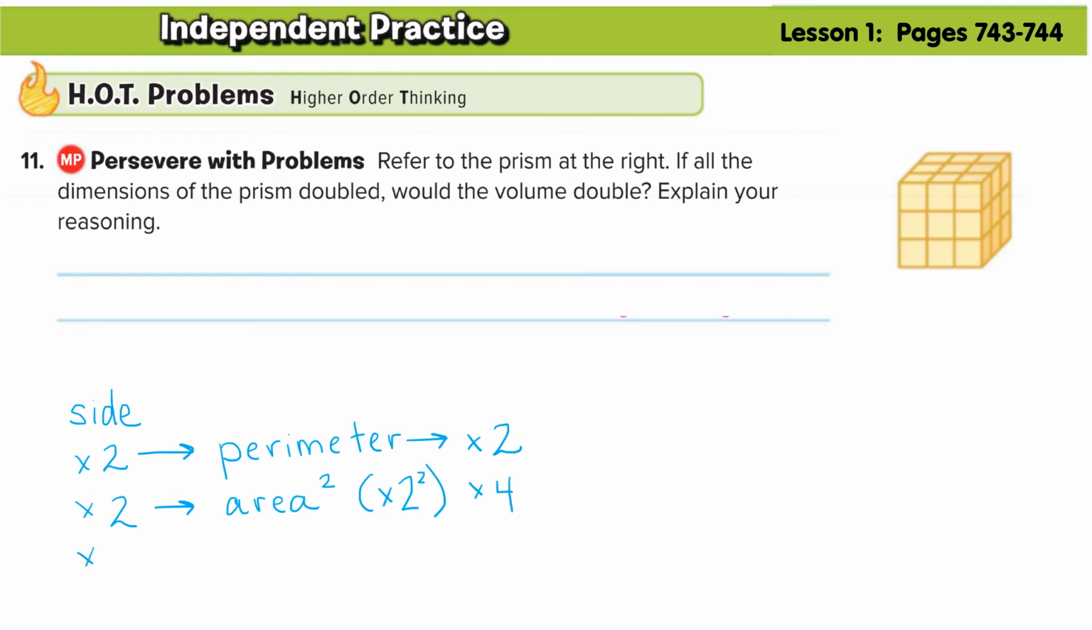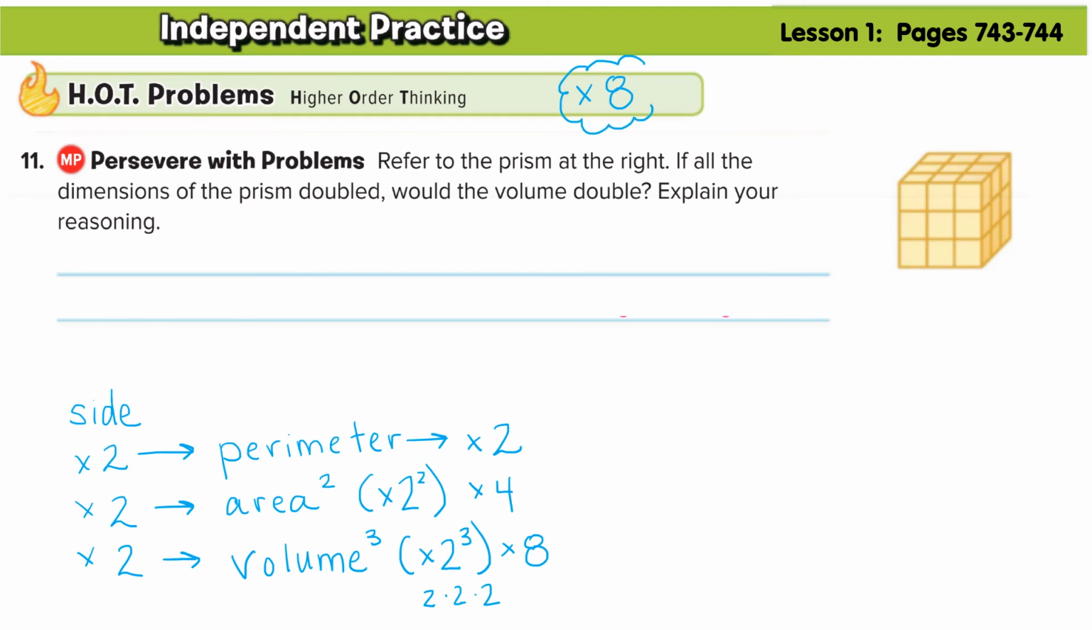Now let's say that we doubled each side. What would that do for volume? What's your guess? Now remember, volume is a cubed unit, so that means we're going to cube this. So that would be 2 times 2 times 2. So 2 times 2 is 4, and 4 times 2 is 8. So that means it would be 8 times more. So I'm going to write that over here. Our prediction is that it's going to be 8 times more because that's cubed. So let's see if that is the case.